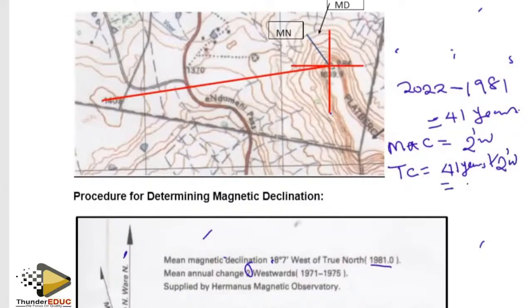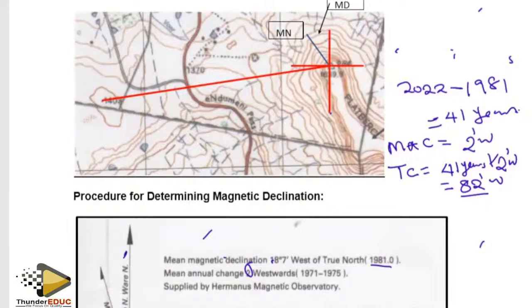We get 82 minutes west. That means from 1981, 41 years have passed. But each year that passes, the change that takes place is 2 minutes and it moves to the west. So from 1981 to 2022, the change that would have taken place in total is going to be 82 minutes west.